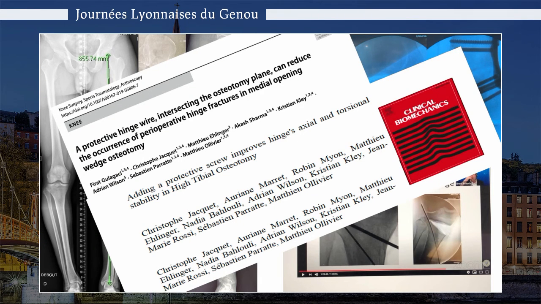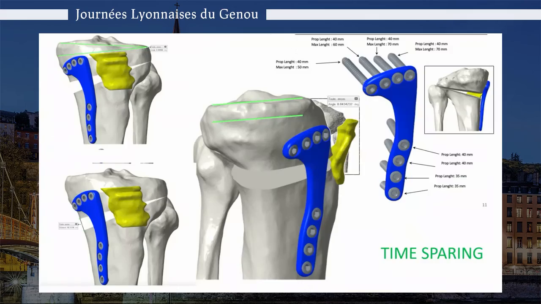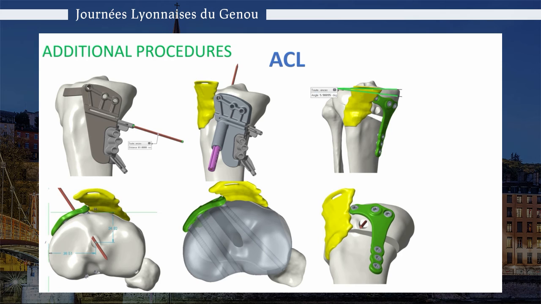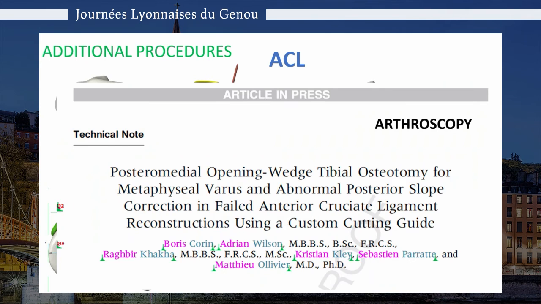We published this already in 2 journals, and to move forward, I would say that of course this PSI concept will help you save time, because everything is pre-measured, pre-done, and registered in the planning. You can have some additional procedures, for example ACL surgery, with the tunnel plan on the osteotomy to be done and to avoid any contact between the screws and the ACL tunnels. We published this in Arthroscopy last month with Adrian Wilson, Christian Clay and Rabbi Kaka, who are working with me on surgery surrounding osteotomy.